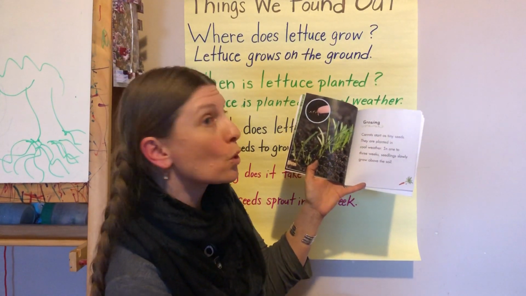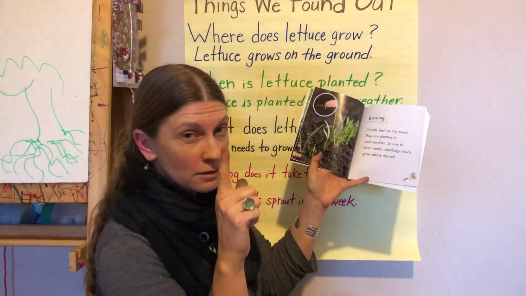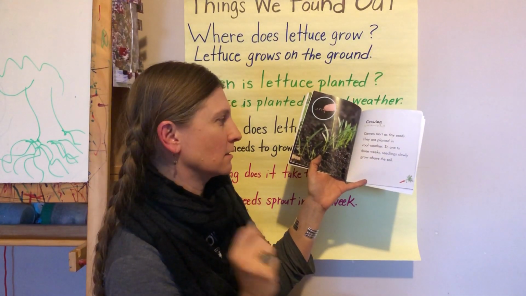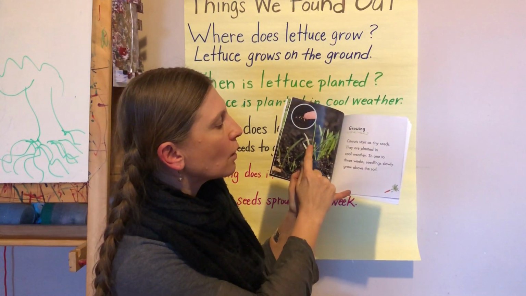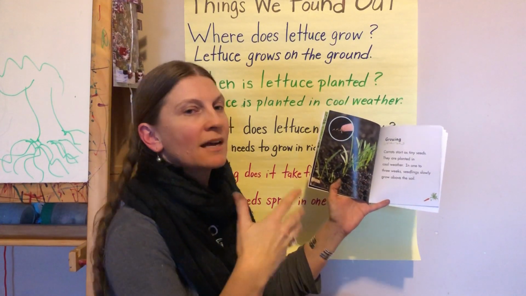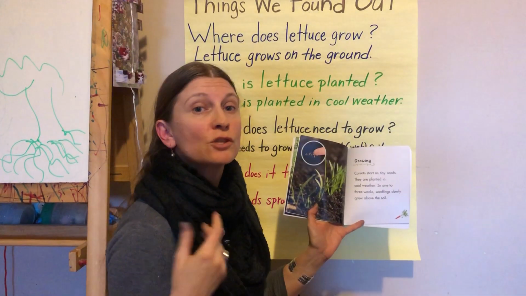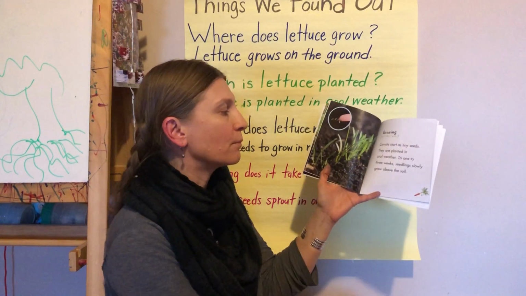They are planted in cool weather. In 1 to 3 weeks, seedlings slowly grow above the soil. So I might act out, I may point to pictures, and these are for students who are English language learners so they can get more of the gist of what's going on in the book.